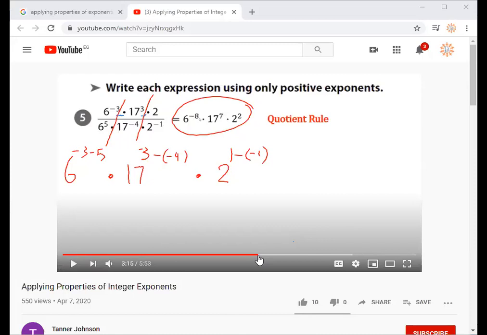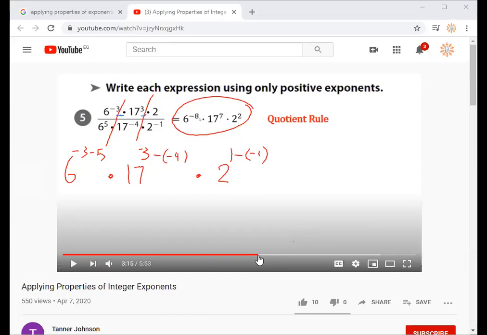Yes. Here, if you look at the numerator, look at the base. You have at the base 6, 17, and 2, right? Look at the denominator. What do you have in the denominator? You have 6, 17, 6, and 2, 17, right? So I'm going to divide them. I will imagine that I'm dividing them into bases because I can use the division exponents rule. So it will be 6 to the power of -3 minus 5, 17 to the power of 3 minus -4, and then multiplied by 2 to the power of 1 minus -1.